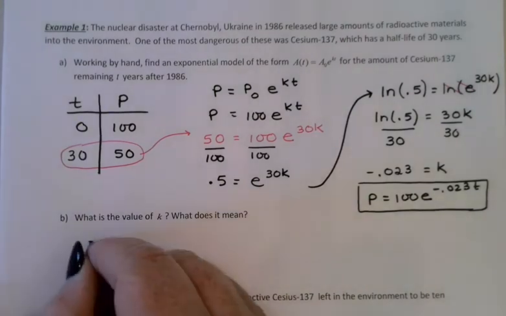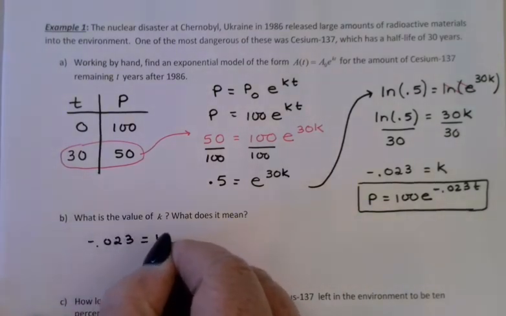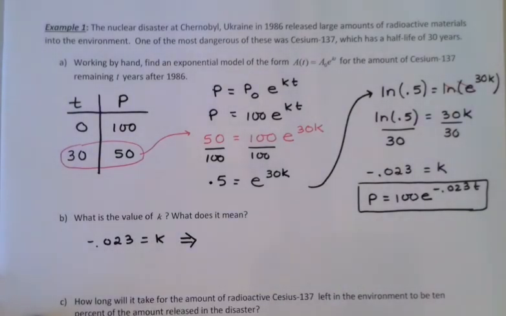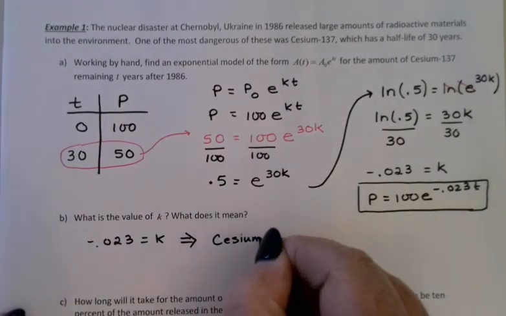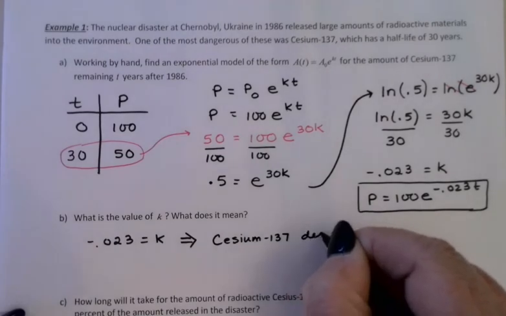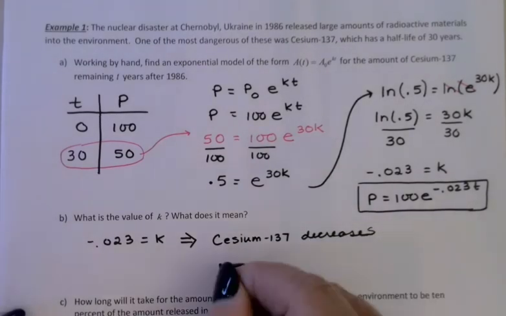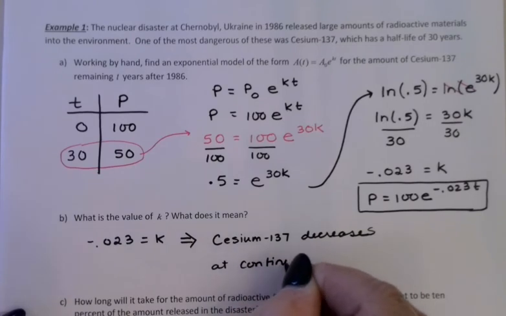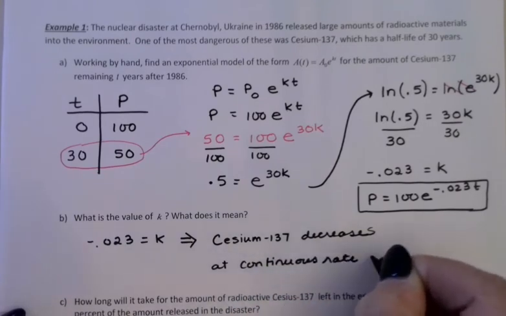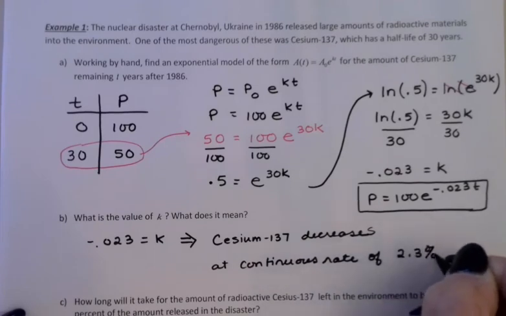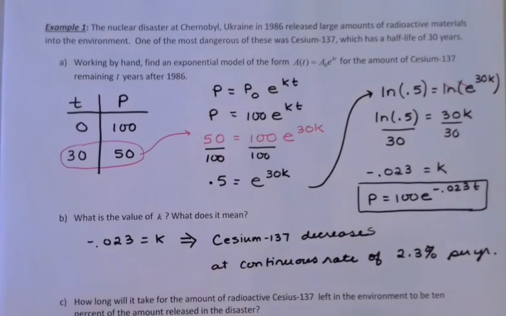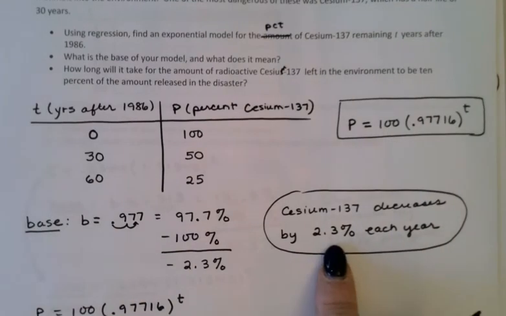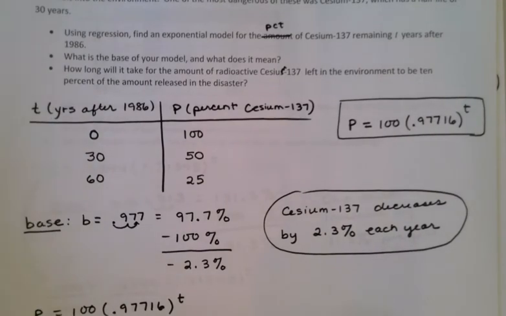Again, our value of k, negative 0.023, is our continuous exponential growth rate, or in this case it's really a decay rate, and that says that the cesium-137 decreases at the continuous rate of 2.3% per year. If I compare that to what I got when I used the other method, I'll notice that I really got the same thing. I'd have to go out more decimal places to see a slight difference in that value.